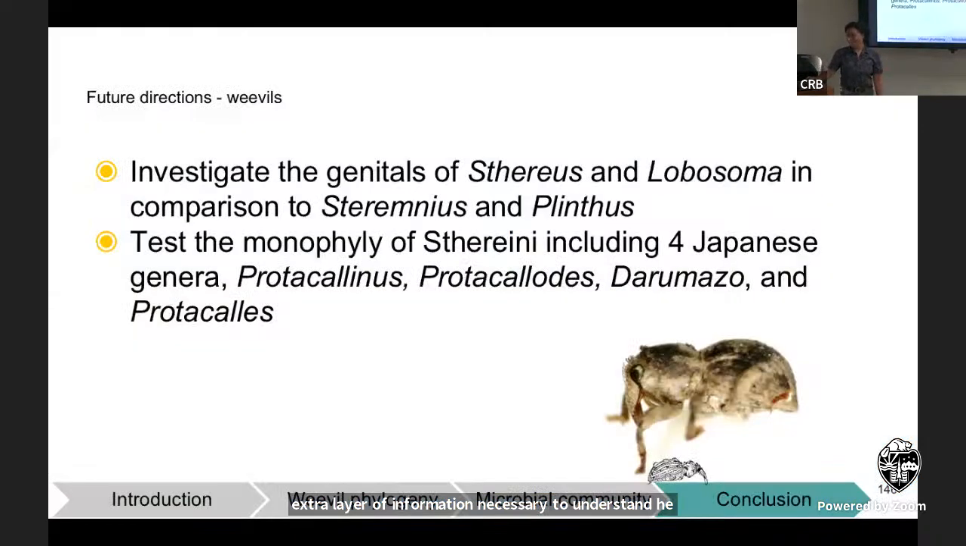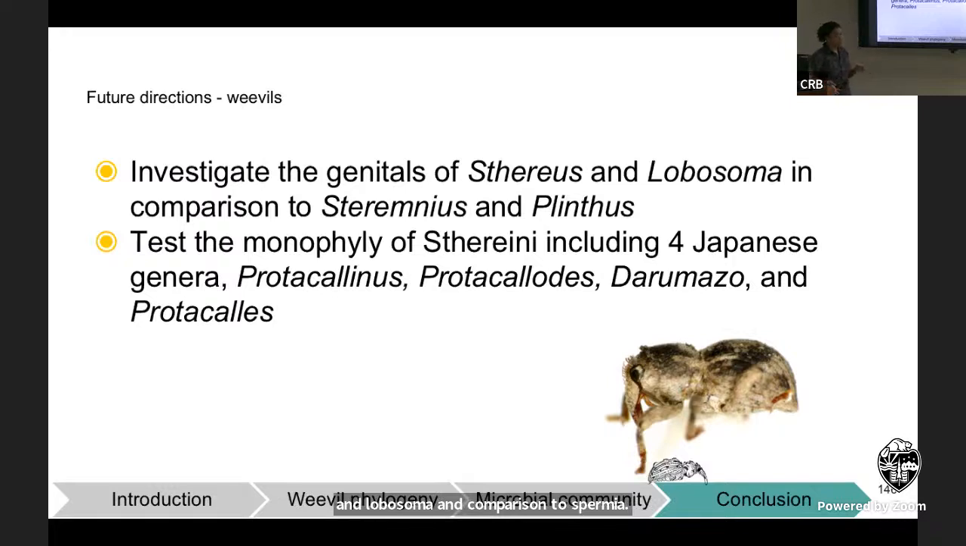Future directions. In the future, I would love to investigate some further morphological characters of the weevils and increase my taxon sample size. In particular, I would like to look at the general morphology of Asterias and Lobosoma in comparison to Stremnius and Plinthus, because those are likely diagnostic characters.